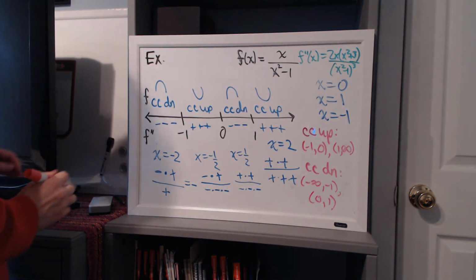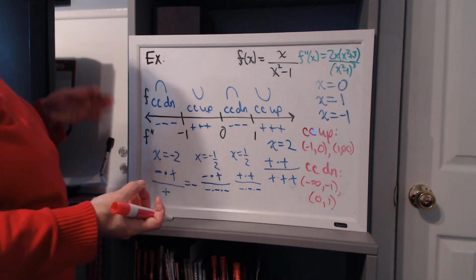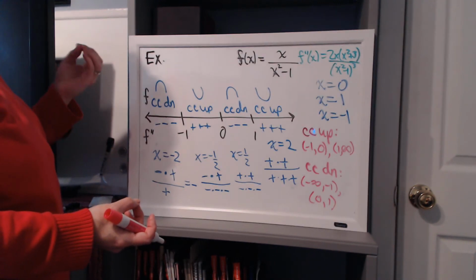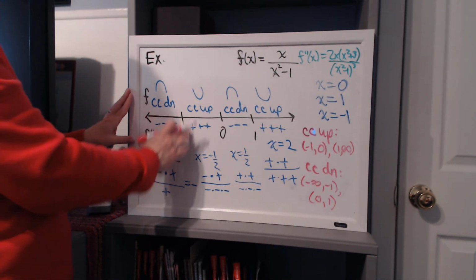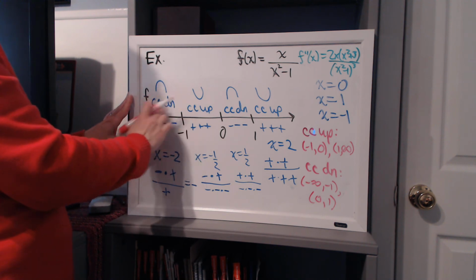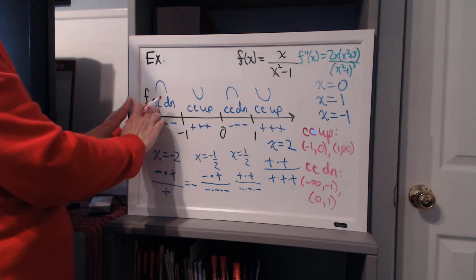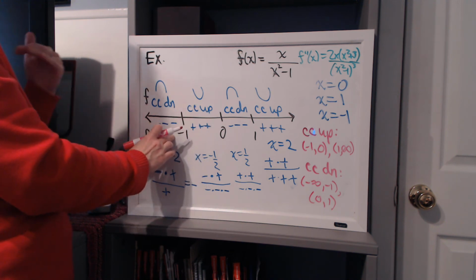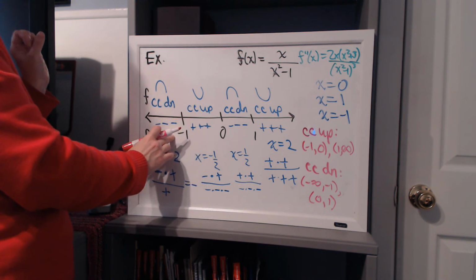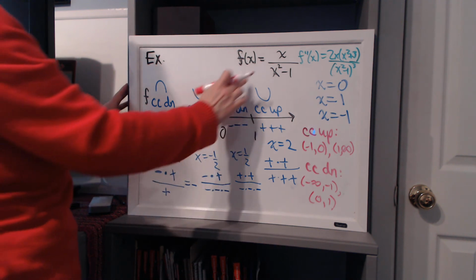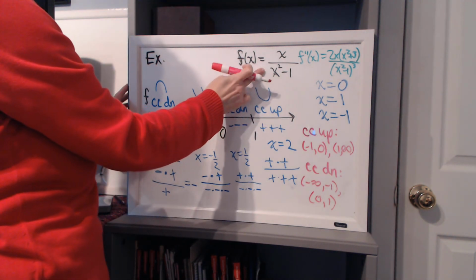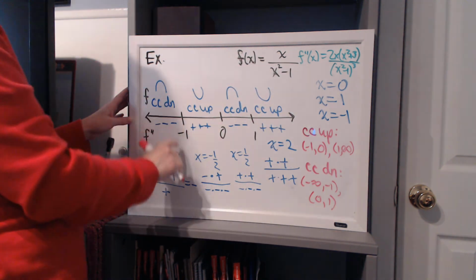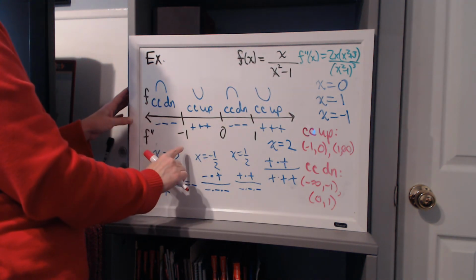Okay, so inflection points, we are looking for where the function switches concavity from down to up or up to down. So we see at x equal negative 1, there is a change in concavity from concave down to concave up. So if we think about x equal negative 1, that is a potential inflection point. But when we look at the function, we realize we cannot plug in negative 1 because that would give us a 0 in the denominator.